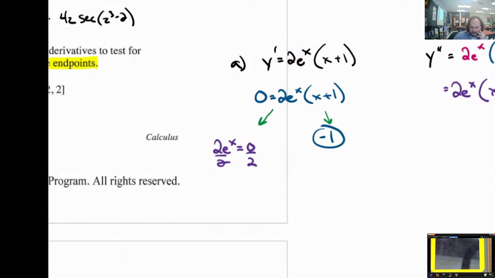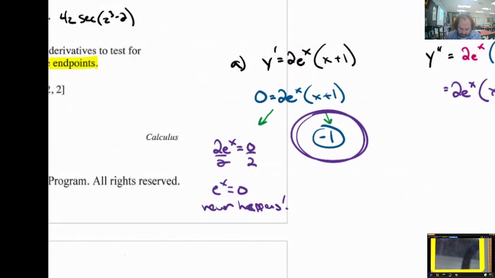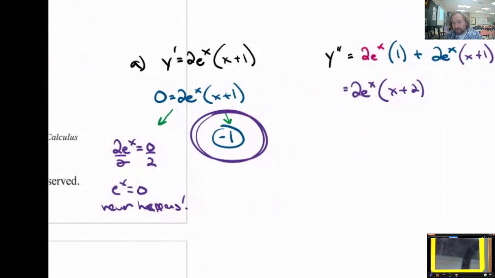Yeah, I think that's the only one, because if you divide by 2, you get e to the x equals 0, and this never happens. You can't raise e to a power, or sorry, you can't raise any base to a power and get 0, so that's not going to happen. So the only spot we've got to check is negative 1. And so is it a maximum or is it a minimum?